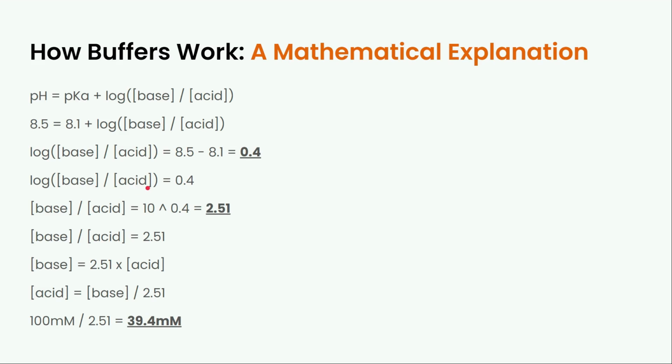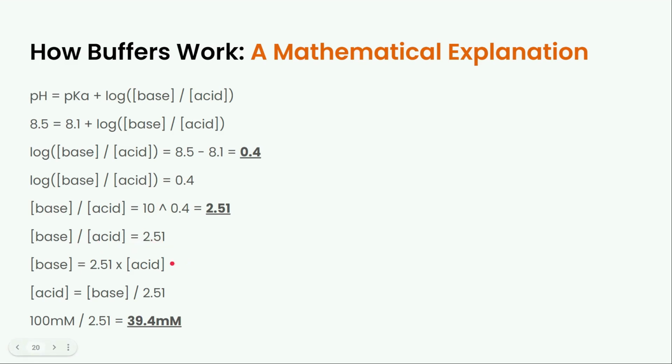We can do that by taking the exponent of both sides. So the concentration of base divided by the concentration of acid is 10 to the power of 0.4, which if you do it in your calculator, that's 2.51. So now we've got something we can work with. The base concentration divided by the acid concentration is 2.51.